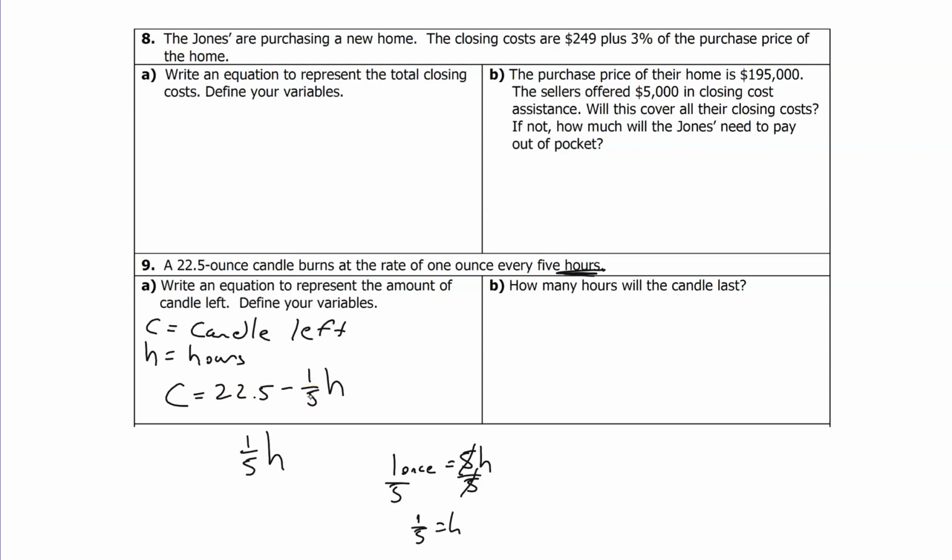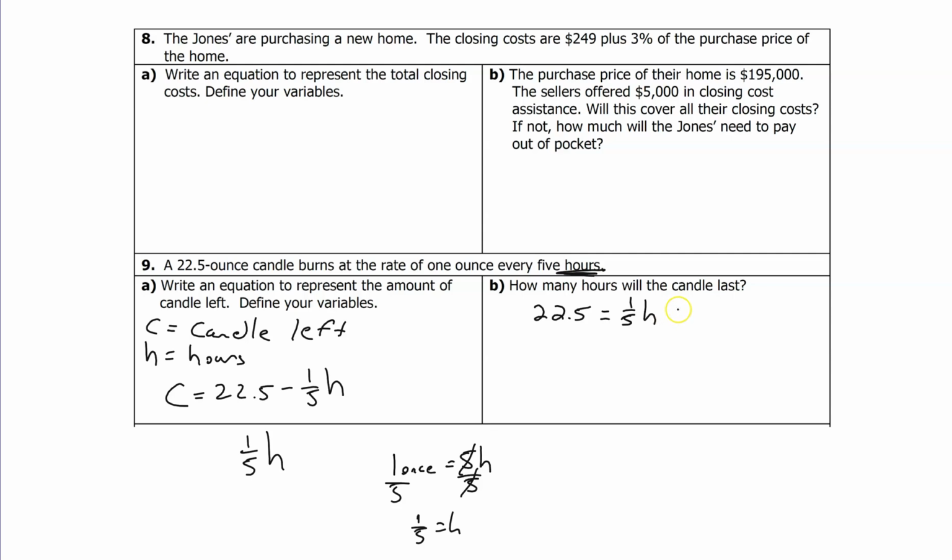All right, so why don't you figure out how long that candle will last? Actually, I'll do it with you. How many hours will the candle last? Well, we know that we started with 22.5, because that's our C, and that's going to equal 1/5 an ounce per hour.